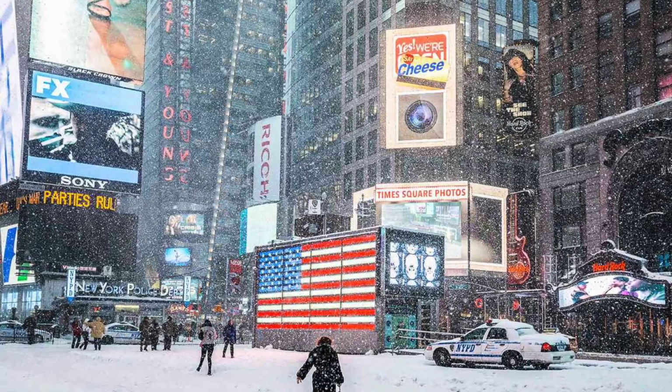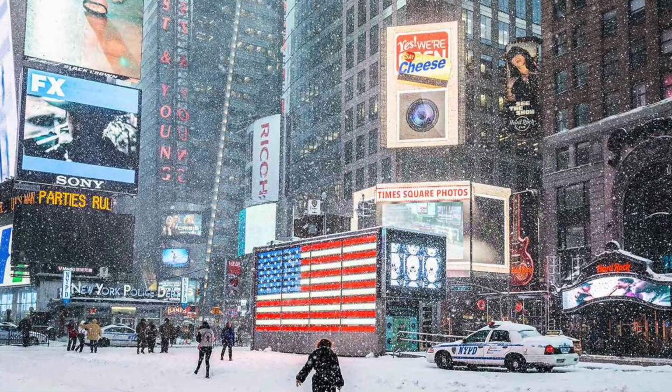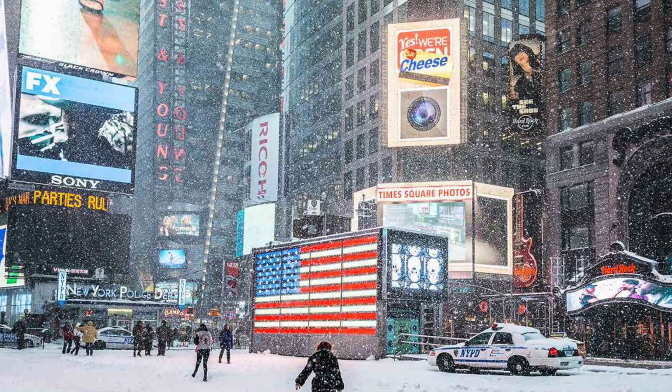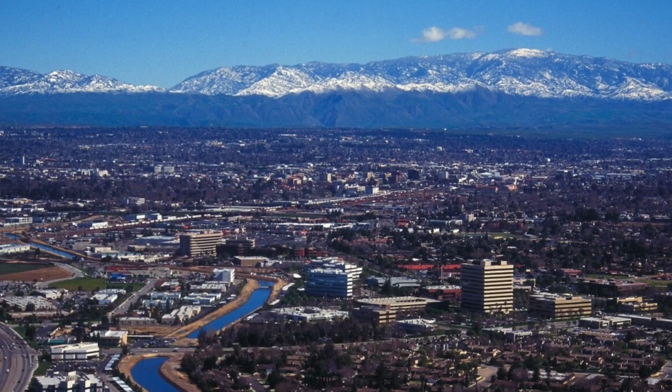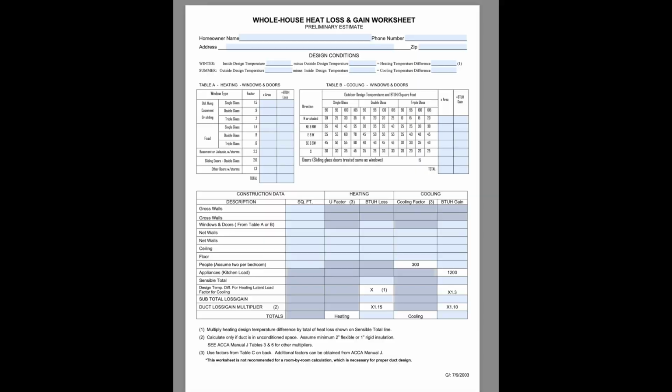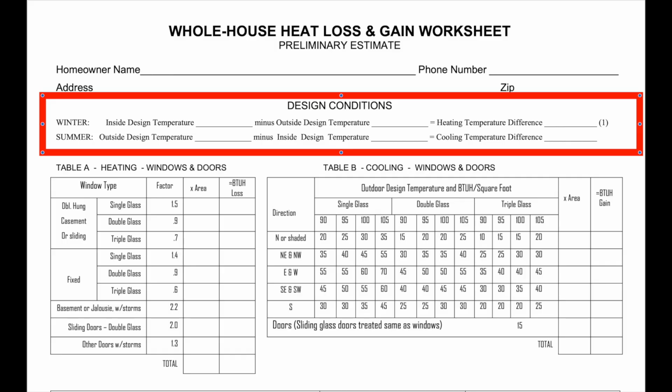And what does that difference mean? There's a bigger temperature difference from New York City in the winter to Bakersfield in the winter. So we design our buildings differently. This worksheet really helps us understand that wherever the home is located, we have to take the design conditions into consideration. That's a must when you're trying to figure out the size of the unit you want for your home.